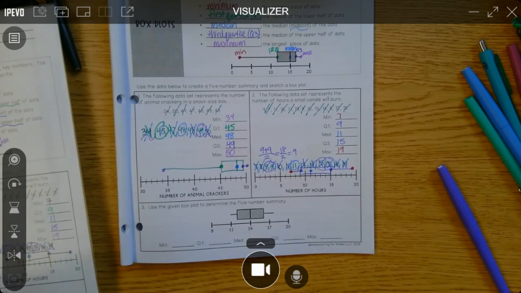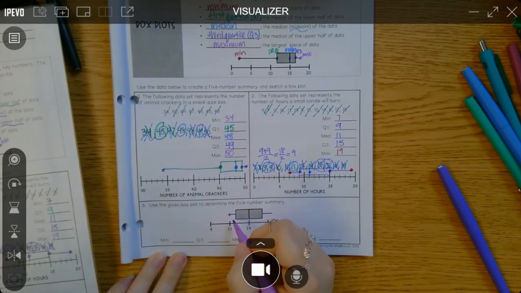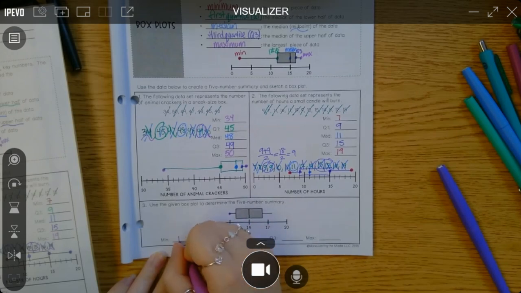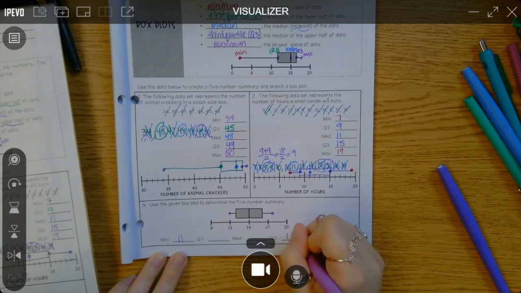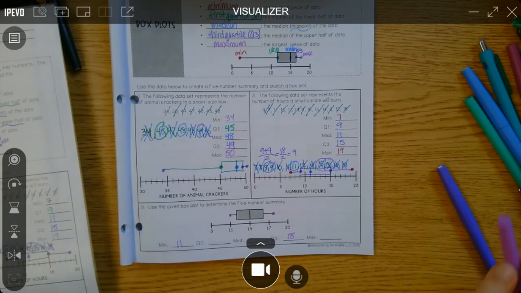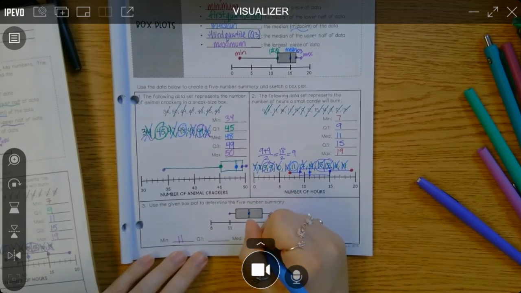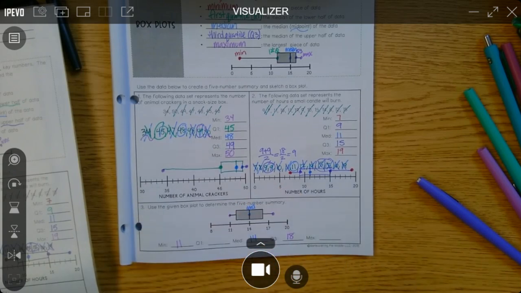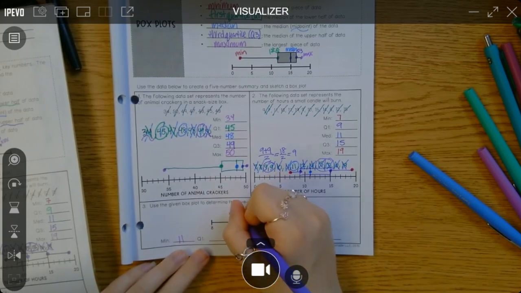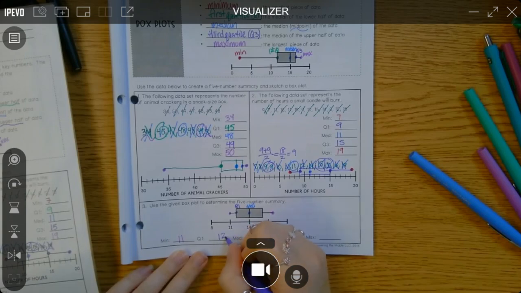So we said that the minimum is the smallest. So that's right here, which is right at the 11. And the maximum is the biggest, which I'd say is probably 18. Okay, the median is that middle value of the box. So that's right here at 14. That's your median. And then the first quartile, that's the beginning of your box. So that's Q1, which I'd say is probably 12.